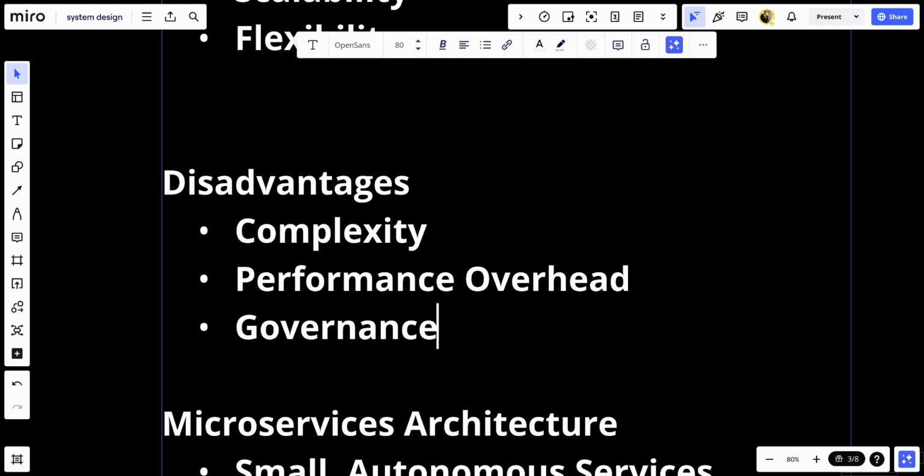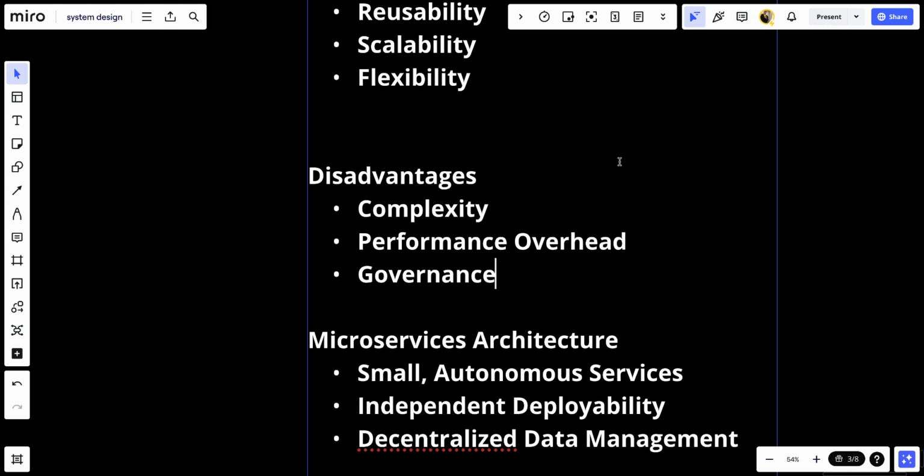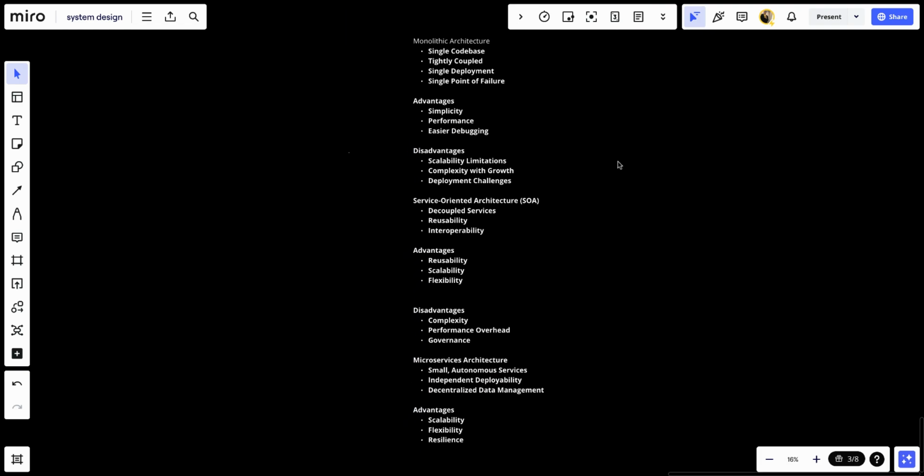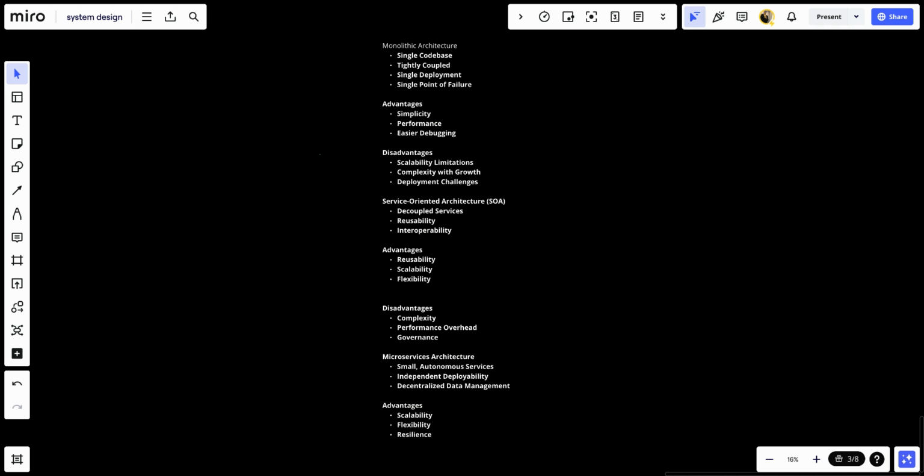So, in conclusion, choosing the right architecture depends on various factors such as the size and complexity of the application, team structure, and specific business requirements.